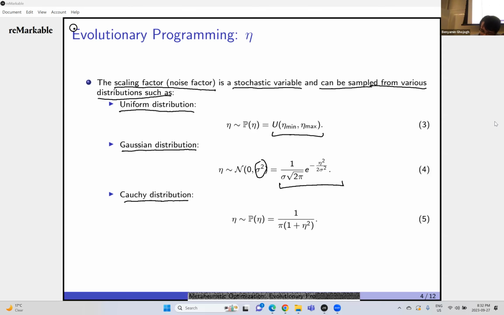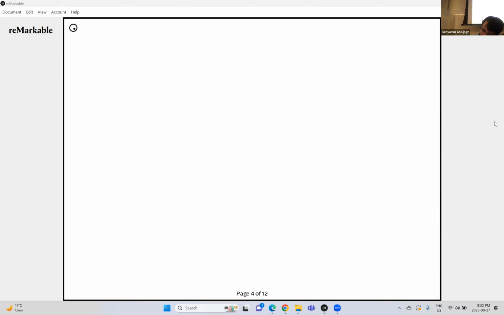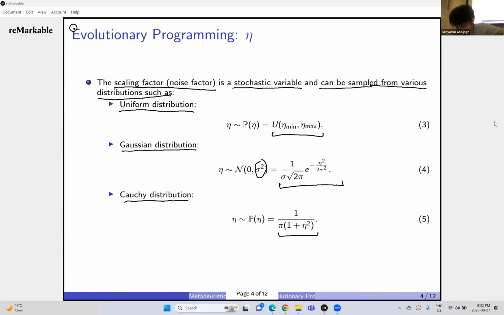This is a continuous distribution. It's defined as 1 over pi, the pi number, times 1 plus eta squared. Eta is a random variable. I think it's a standard Cauchy, so we can have a slightly different Cauchy distribution too. Also, I don't know if you have heard of a student T distribution.